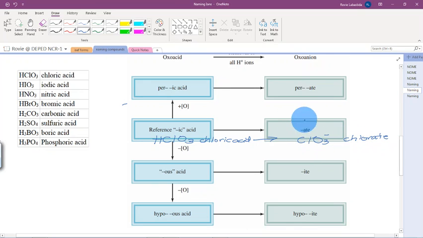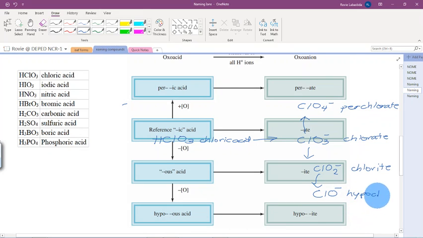If we add one oxygen atom to ClO3 negative, it will become ClO4 negative, and this is perchlorate. If we remove one oxygen atom, it will become ClO2 negative, and this is chlorite. And if we remove again one oxygen atom, that will become ClO negative, and this is hypochlorite.